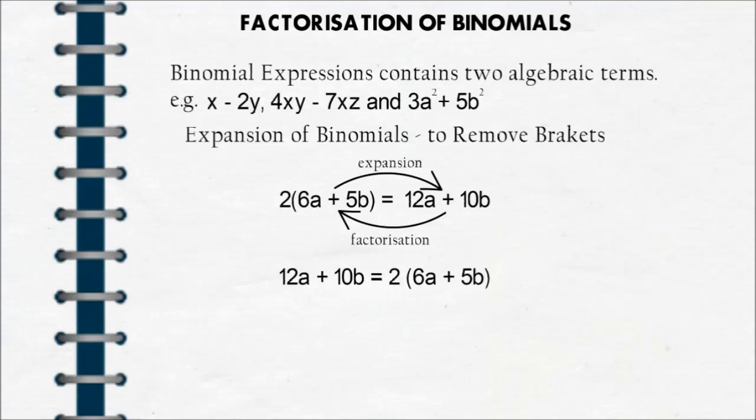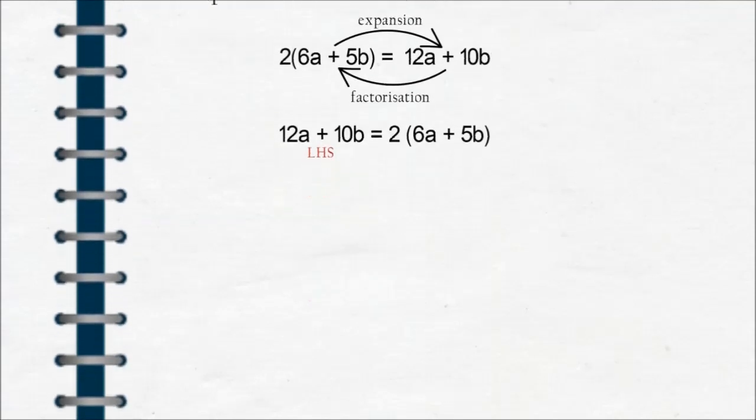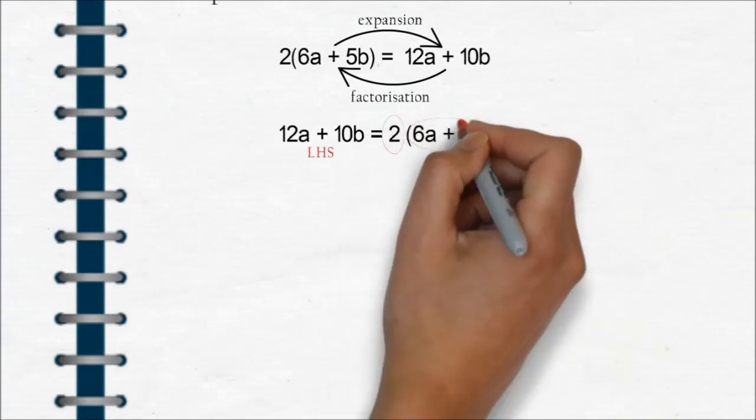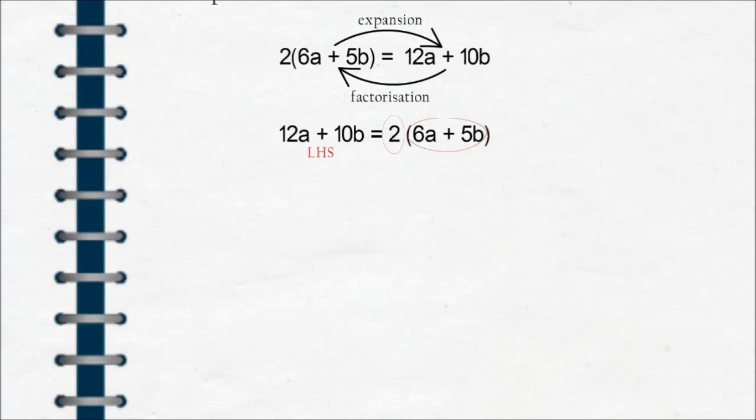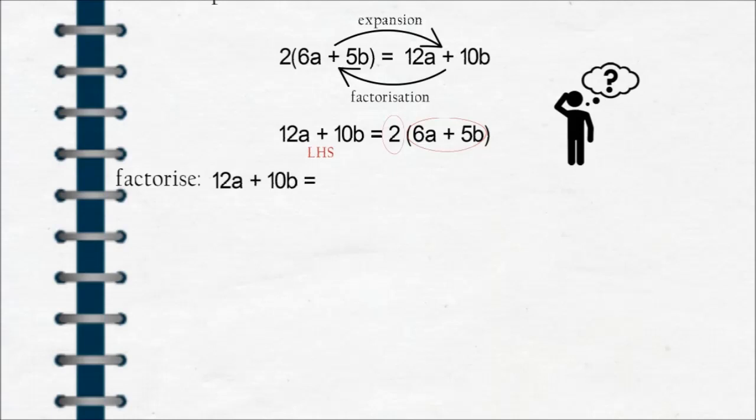Observe that after factorization of the left hand side, there are two parts to the result. The first part, we have 2, which is outside the bracket, and we have 6a plus 5b, which is inside the bracket. Now how do we get to this? Using the same exercise that we have, 12a plus 10b, let us consider both terms in the binomial expression, then find their HCF. So we have 12a and we have 10b. The HCF of 12a and 10b would be 2.